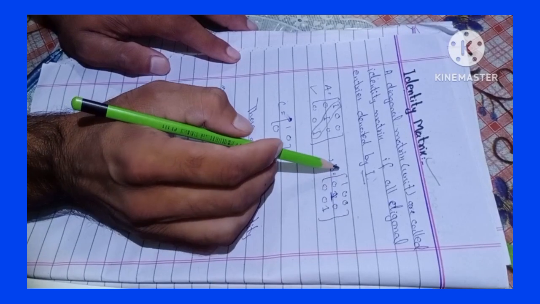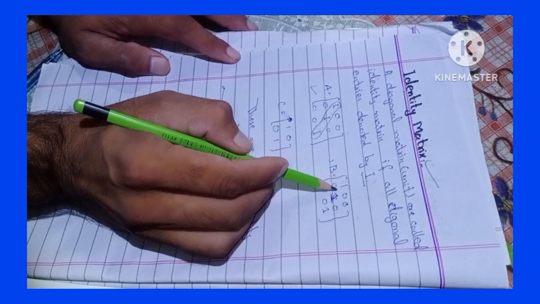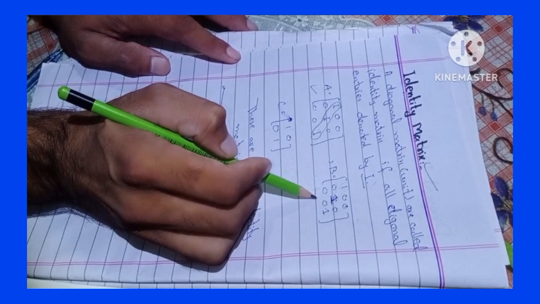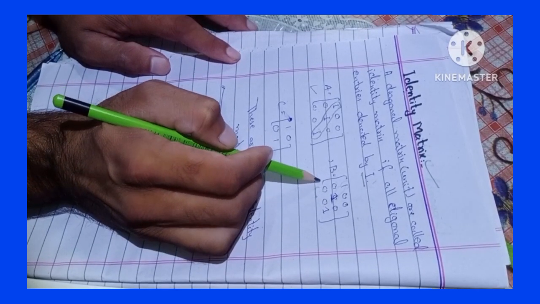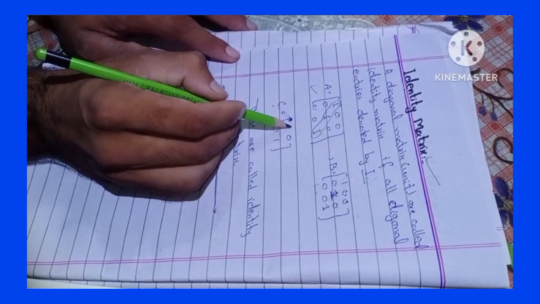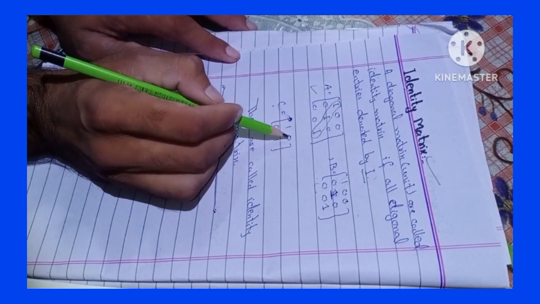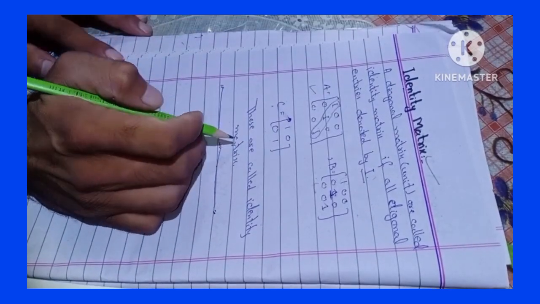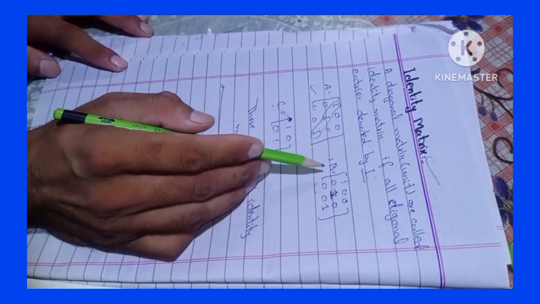The second example is matrix B, whose diagonal entries are 1 1. The 1s show the unity. These are called identity matrices. Another example is C, whose diagonal entries are 1 1 and the others are 0. These are also identity matrices. This is an example of an identity matrix.